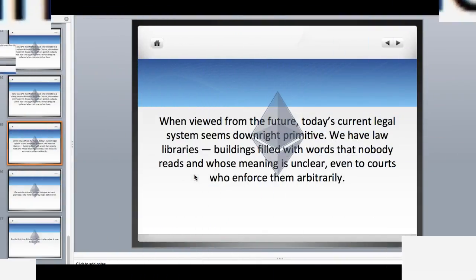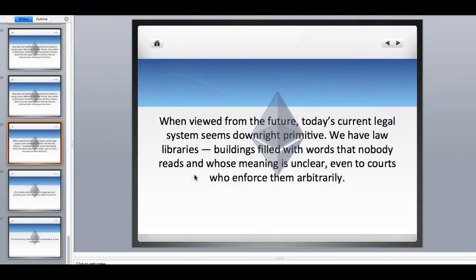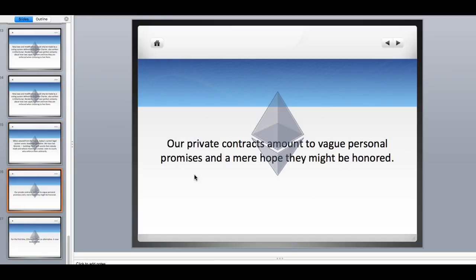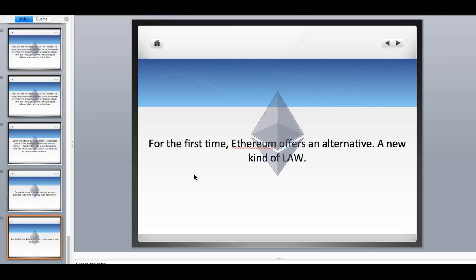When viewed from the future, today's current legal system seems downright primitive. We have law libraries built and filled with words that nobody reads and whose meaning is unclear, even to the courts who enforce them arbitrarily. Our private contracts amount to vague personal promises and a mere hope that they might be honored. For the first time, Ethereum offers an alternative, a new kind of law.